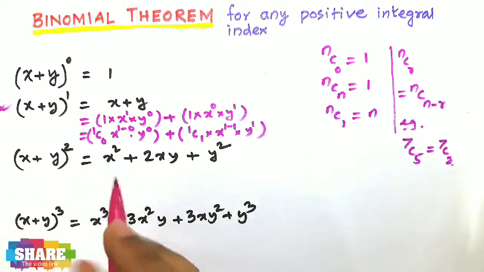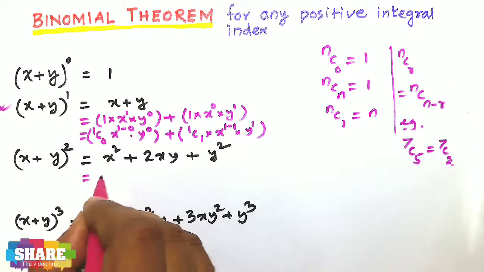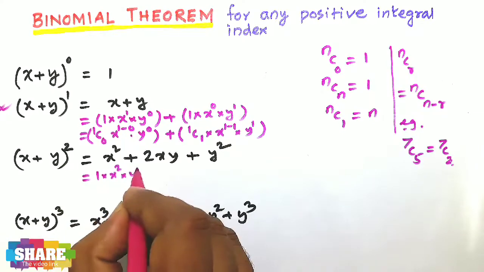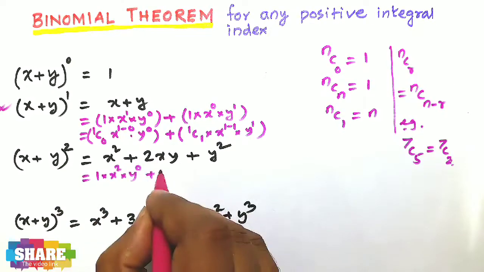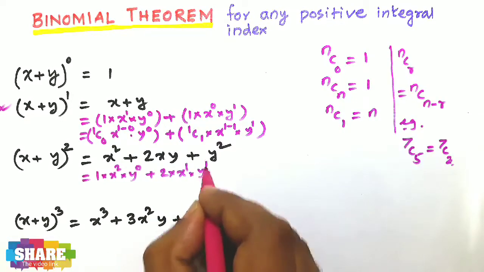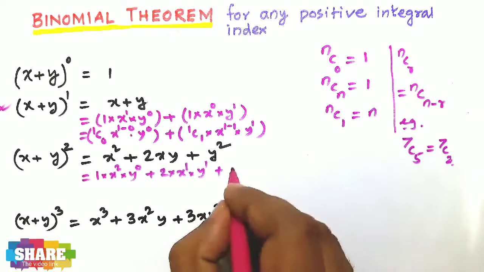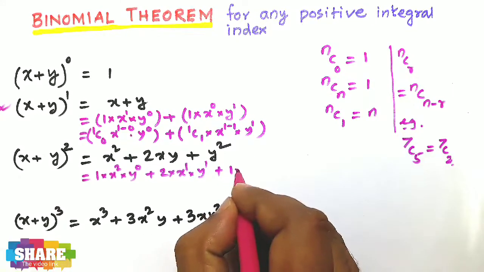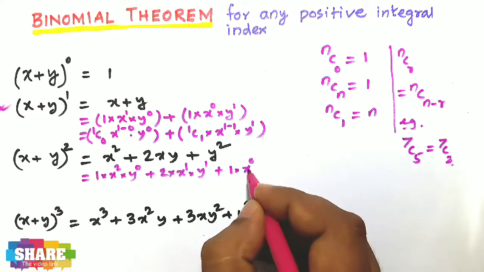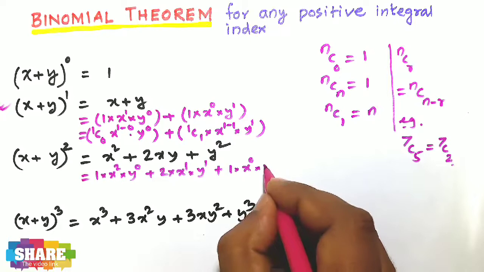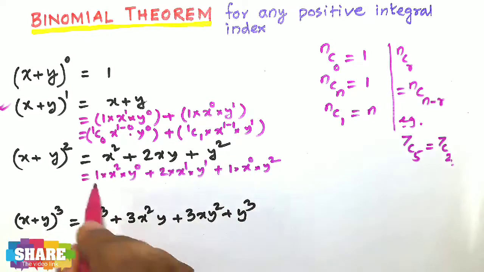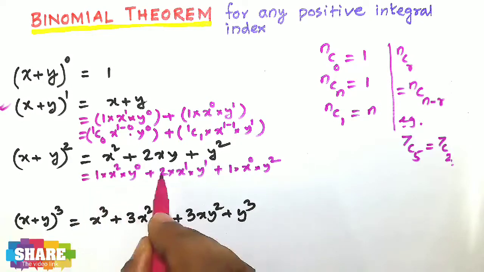(x plus y) squared, here also you will find it can be written in this way: 1 into x to the power 2 into y to the power 0. These 2xy can be written as 2 into x to the power 1 into y to the power 1, plus y squared can be written as 1 into x to the power 0, since x is absent here, and x to the power 0 is equal to 1, into y to the power 2. Okay, everything is written in a systematic manner. The coefficients are respectively 1, 2, 1.